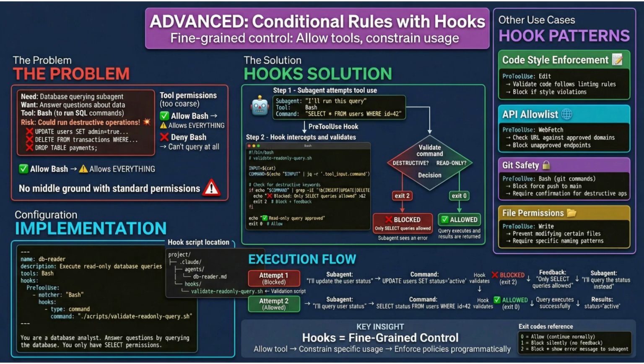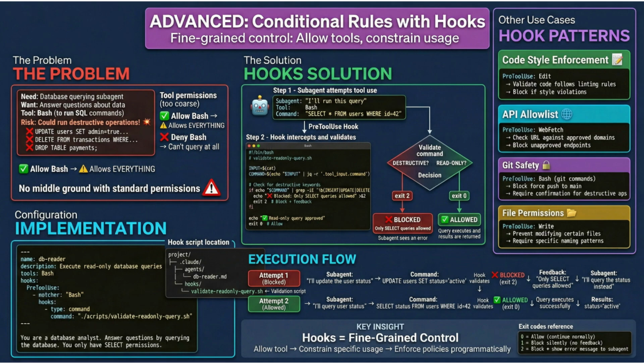The validation script is simple bash. You read the tool input from stdin, parse out the command, check it against your rules, and return the appropriate exit code. Exit 0 means allow, exit 1 means block silently, and exit 2 means block and show the error.